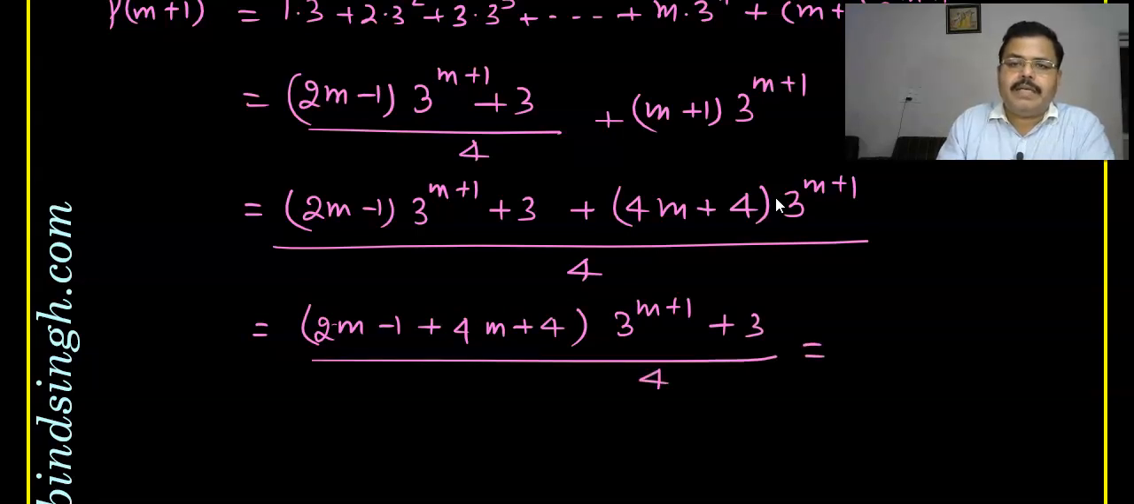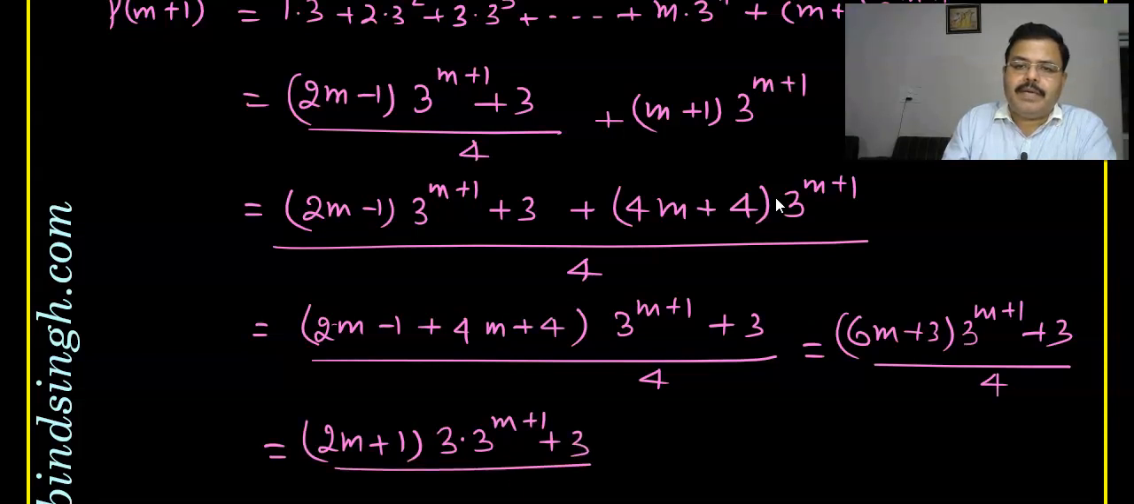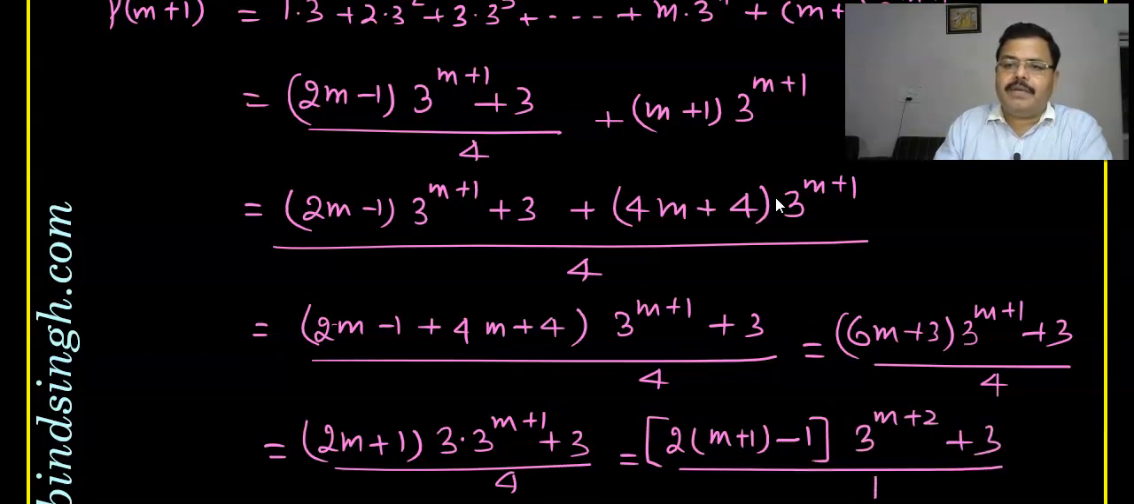And what is left? 4m plus 2m is 6m, and 4 minus 1 is 3, into 3 to the power m plus 1 plus 3, divided by 4. So I can take 3 common also, so that will be (2m plus 1) into 3 to the power m plus 1 plus 3, divided by 4. This further can be written as 2 times (m plus 1) minus 1, isn't it? Because 2m plus 2 minus 1 is 2m plus 1, and 3 to the power m plus 2 plus 3, divided by 4.